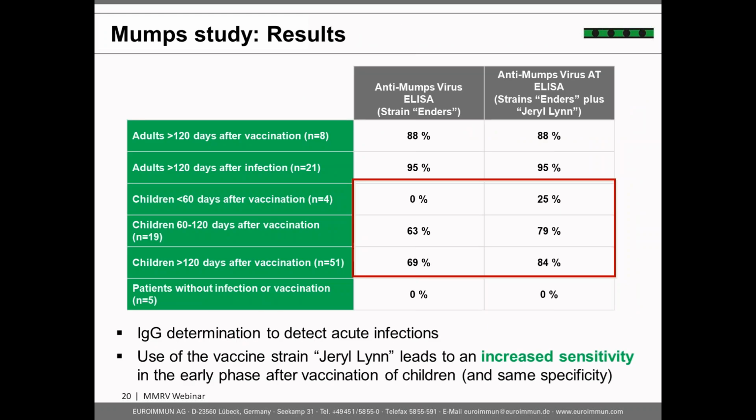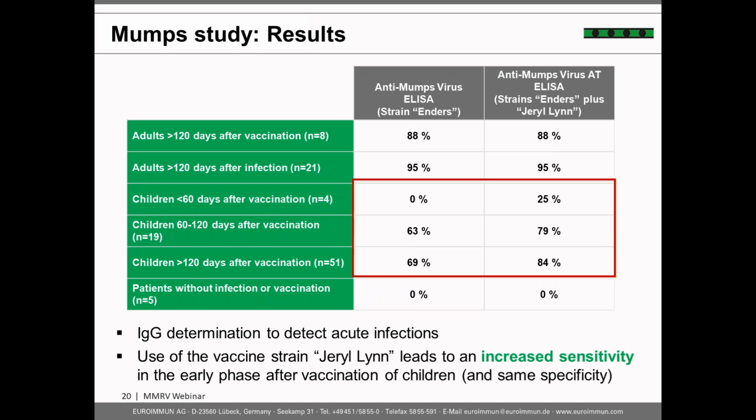And in this internal study, you can see that those two assays performed similarly well in adults after vaccination or after infection, past 100 days, at 120 days. But what we can see is that by adding the Gerald-Lin strain to that ELISA, we saw a dramatic increase in the sensitivity as far as the detection of an immune response is concerned in children less than 60 days, 60 to 120 days, or 120 days after the infection.